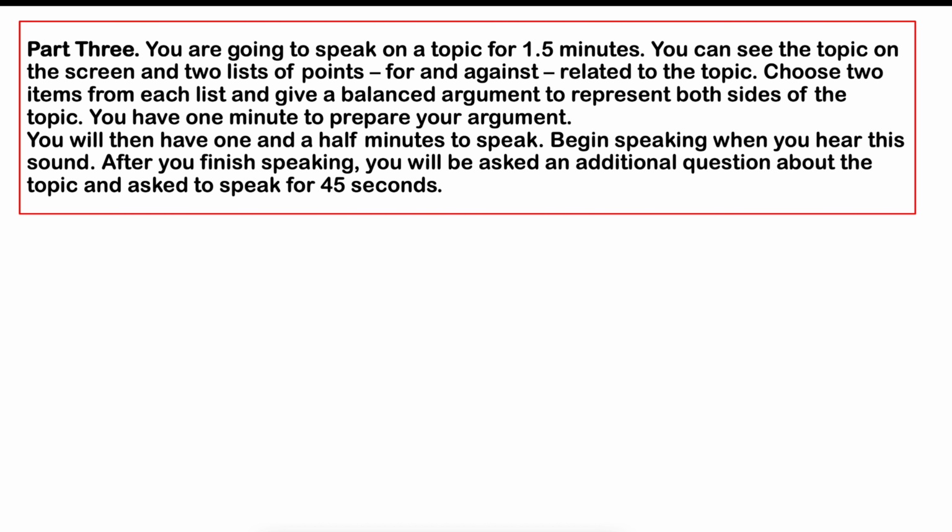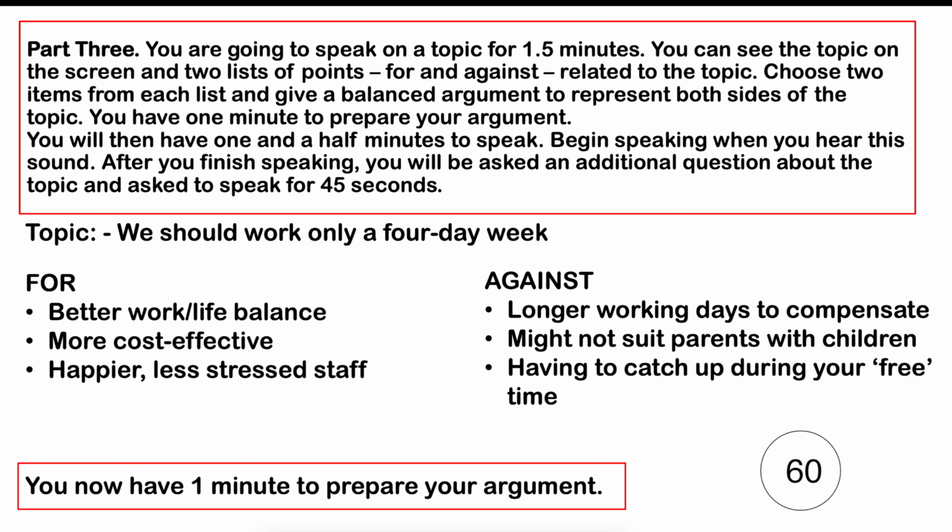Part 3. You are going to speak on a topic for 1.5 minutes. You can see the topic on the screen and two lists of points, for and against, related to the topic. Choose two items from each list and give a balanced argument to represent both sides of the topic. You have 1 minute to prepare your argument. You will then have 1.5 minutes to speak. Begin speaking when you hear this sound.